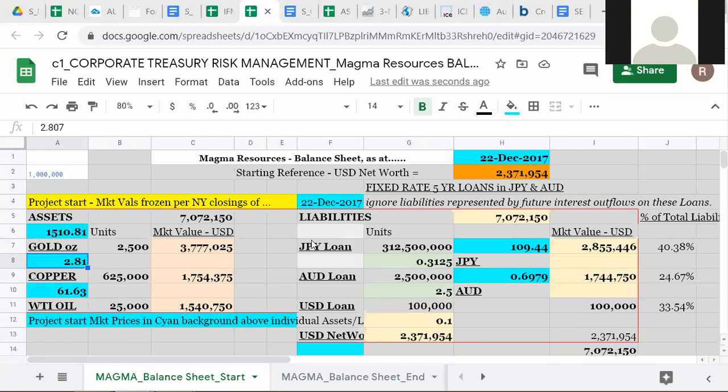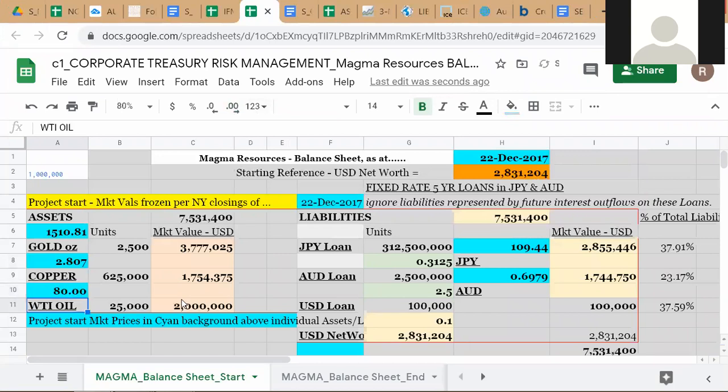Okay, so we just tested it. It's 2.8. I hope I changed the number. It's 2.807. If we can increase the decimal, yes, it's 2.8. In the case of oil, we increase the price. Look at the net worth. 2.37 is the original net worth. Increase the price, it becomes 2.83.